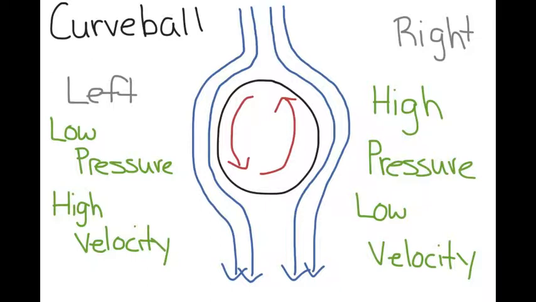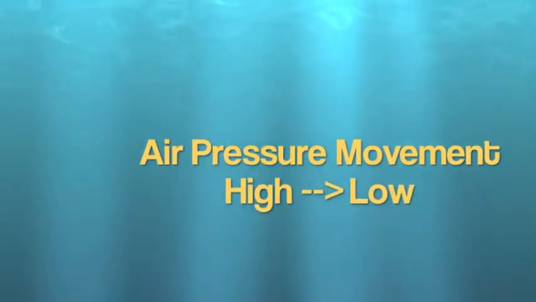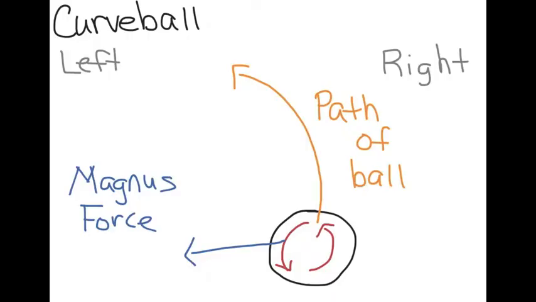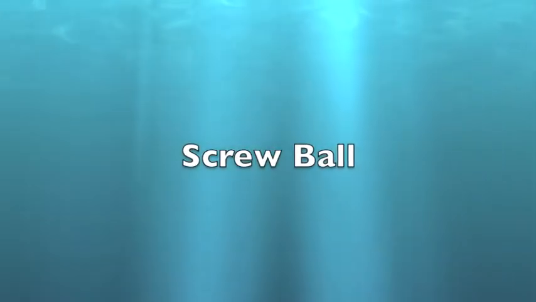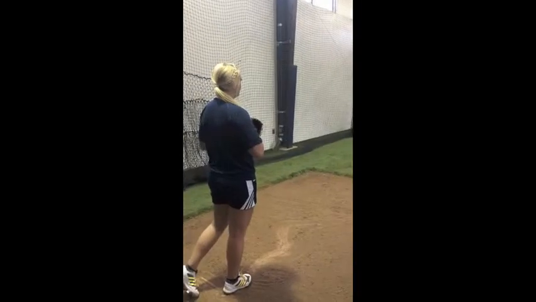This causes the air on the right side of the ball to move at a lower velocity compared to the left side of the ball, leading to a higher pressure on the right side compared to the left. Air always tries to move from high pressure to low pressure. Air on the right side of the ball will try to move to the left side, causing the ball to curve to the left. A screwball is very similar to a curveball, except for the rotation on the ball.